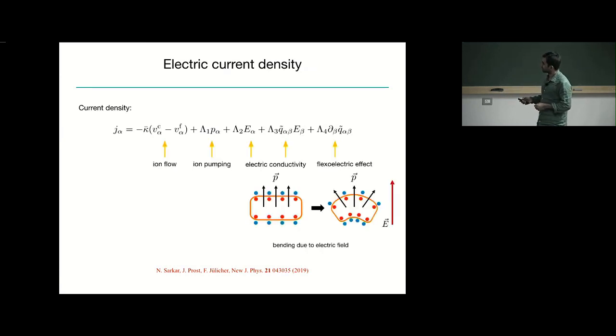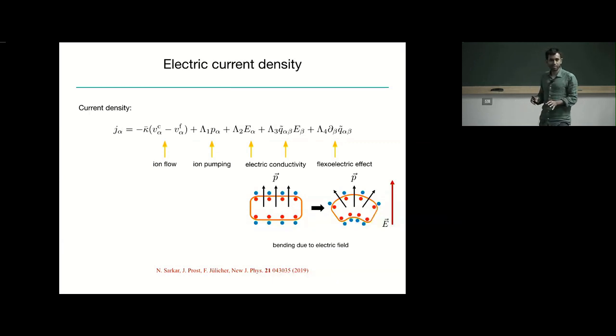So this is the ion flow, the first term. The second term is the ion pumping, which is also proportional to the polarity. The third term is the electric effects, which is the electric conductivity term. And the last term comes from the distortion of the Q alpha beta tensor, and it has a name, which is called the flexoelectric effect.